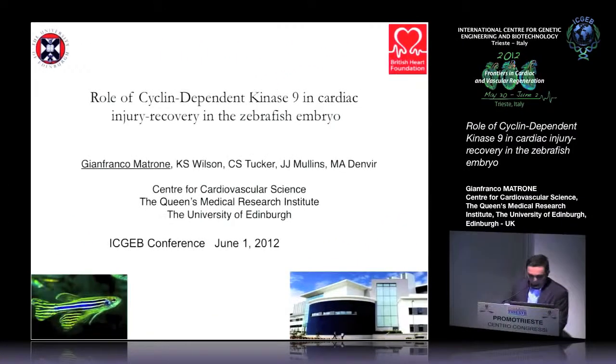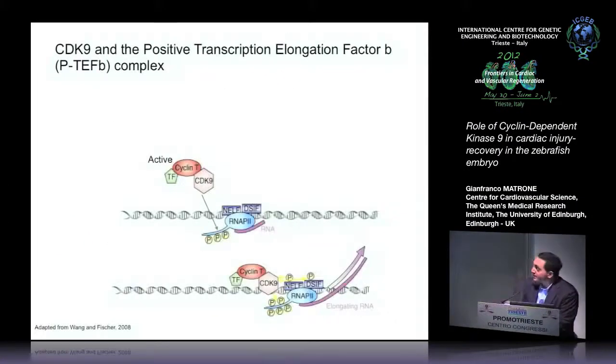So, Cyclin-Dependent Kinase-9, together with the cyclin T and some transcription factor, form a complex that is named positive transcription elongation factor B. This complex phosphorylates serine 2 within the carboxy terminal domain of the RNA polymerase II, allowing the elongation activity of transcription.